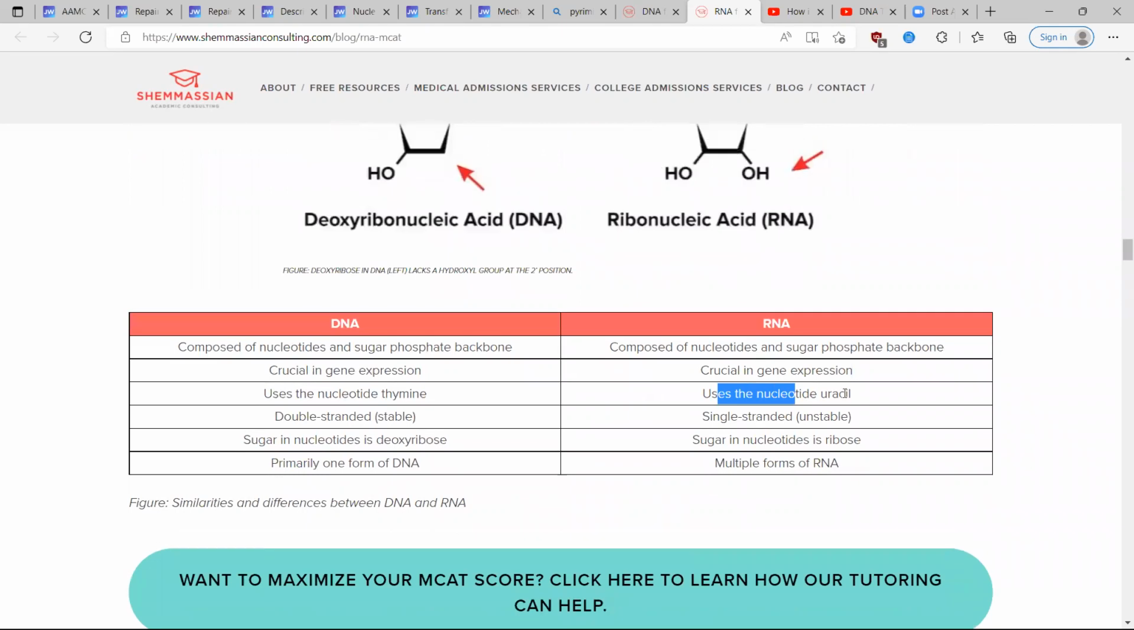So we talked about DNA versus RNA. These are some of the major differences. We talked about uracil versus thymine. We talked about double-stranded versus single-stranded. We talked about deoxyribose versus ribose.